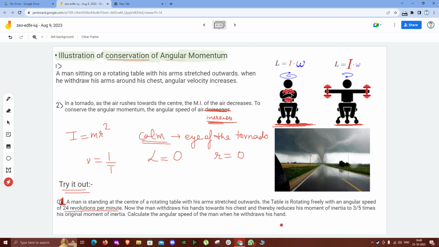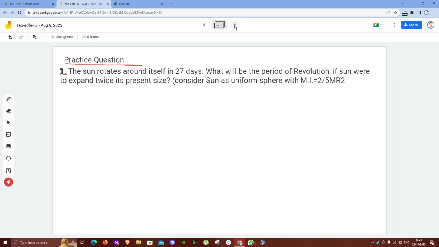I would like you to try this out using the conservation of angular momentum. And the second thing you have to use is omega is equal to 2 pi nu, or in other words, this relation you can use, and the conservation of angular momentum. So in order to figure this out, please give it a try. And one last question. Yeah, so this is the question.